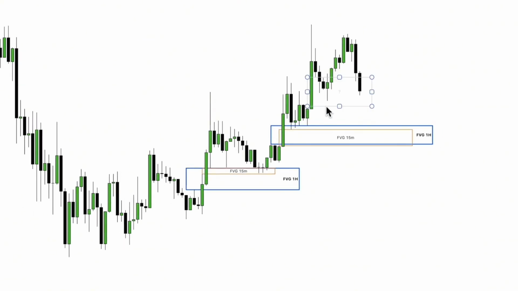The next bullish imbalance is highlighted in gray. We cannot use it as a support zone because the hourly imbalance below it takes higher priority for the price. As you know, higher time frames are more important than lower ones.